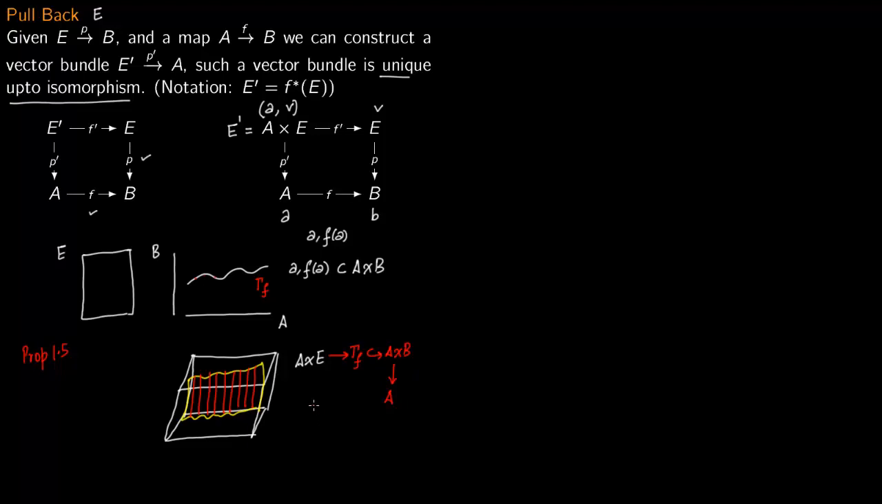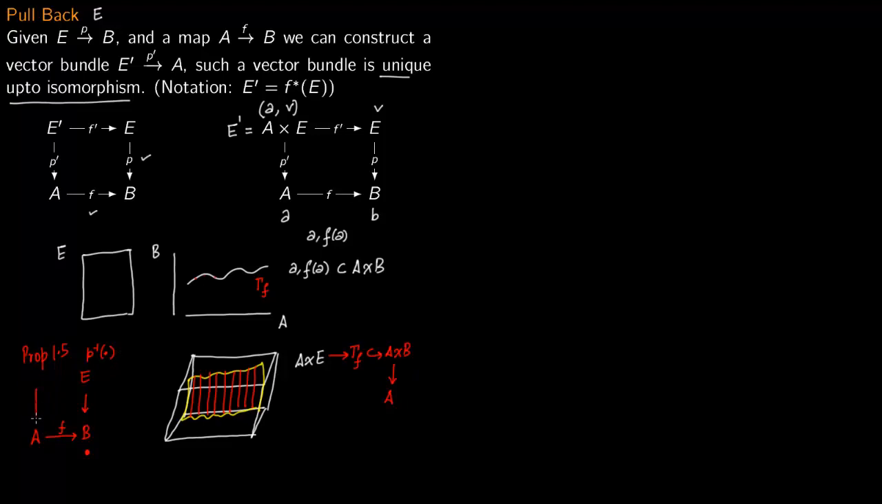So let us do an example now. Say B is just a point, or say A gets mapped to a point in B. So you have this A, you have this map F given to you, but it maps A to a point. And then you're also given a vector bundle E over B. So you have to lift this point up. You lift this point up, you get P inverse of this point, which is some vector space.